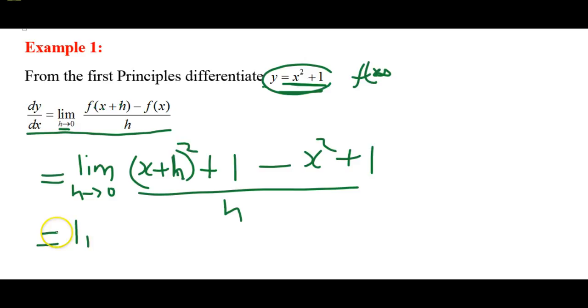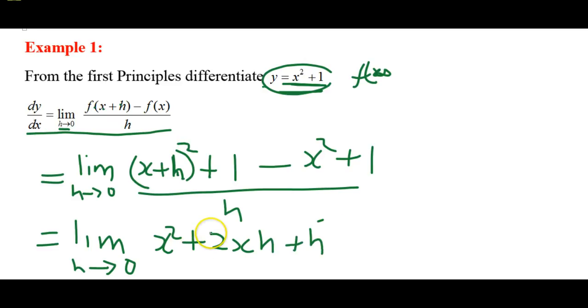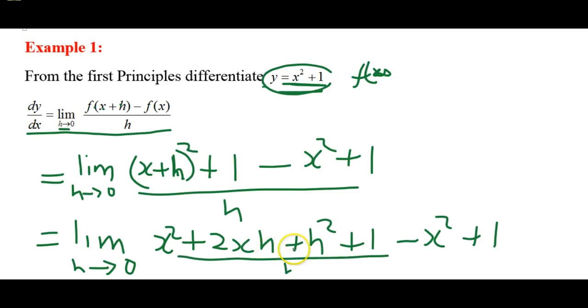So this equals the limit. I can't stop writing limit because I've not taken the limit yet. And in this course, you will understand it better if you have studied limit of a function. It's a topic on its own, limit as a form of introduction to calculus. And so if you've not studied limit, you need to go back to limit and understand limit. Then you can come back to this and it will make sense to you. When I expand this one, I have x squared plus 2xh plus h squared plus 1 minus x squared plus 1, all divided by h.